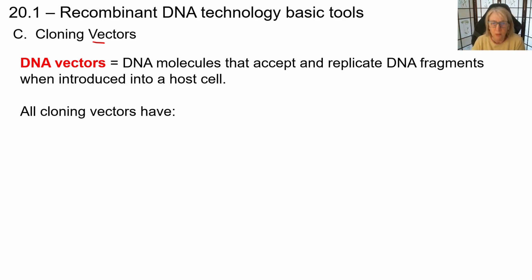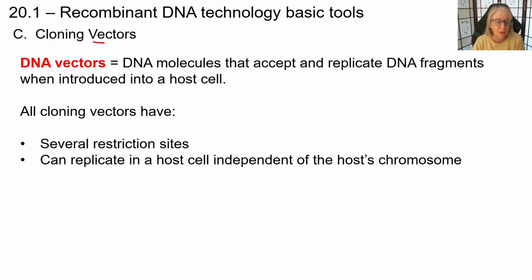DNA vectors are molecules that accept and replicate DNA fragments, and I'm introducing them into a host cell. We do a series of cloning vectors. These are going to start to look really familiar in a second. When we have a really effective one, they have many different known restriction sites, so places where I could cut them. They can replicate in the host cell independent of the host chromosome. So I want a piece of DNA, maybe in a little circle, that sits inside of the host cell, but isn't part of that host cell.